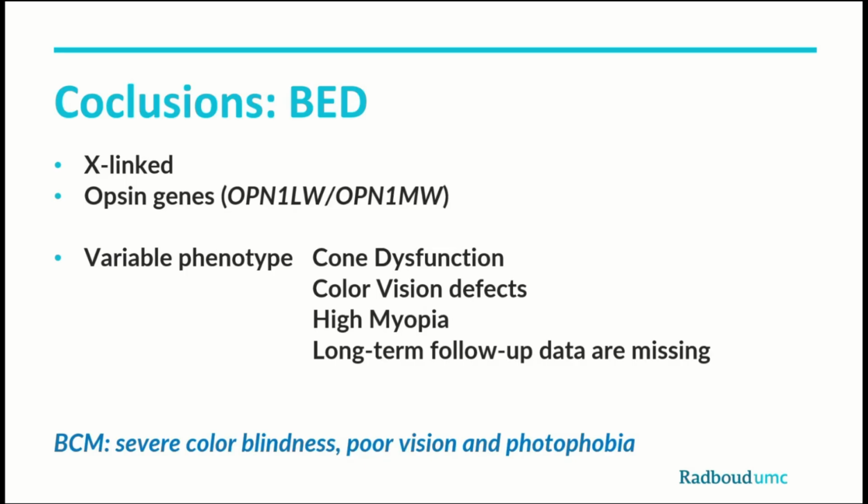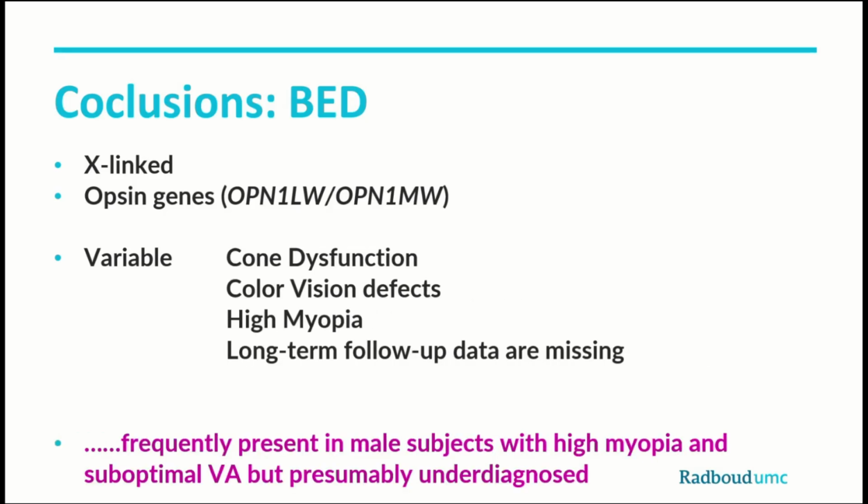And what we saw in the previous presentation is that this is really different from BCM, although the mutations that cause BCM are in the same genes. These patients have severe color blindness, poor vision and photophobia, which, especially photophobia, is not a sign of Bornholm eye disease. So that's why I think it's more frequent than we now think, because we see high myopic male patients with suboptimal visual acuity that really function well. So they are not necessarily just.